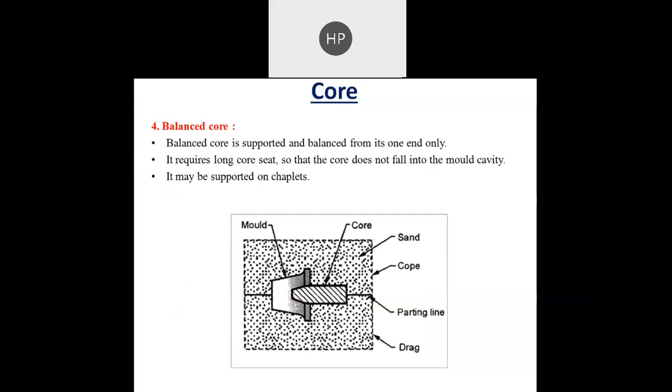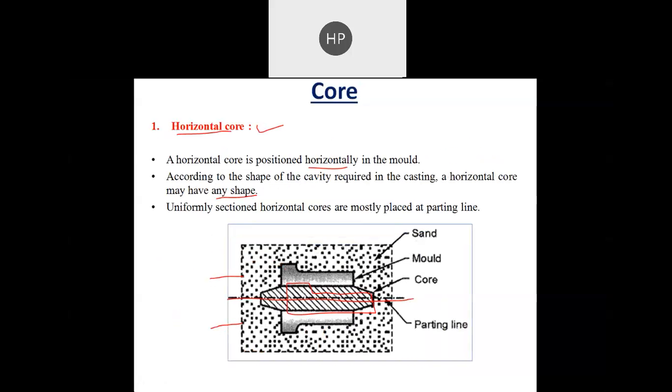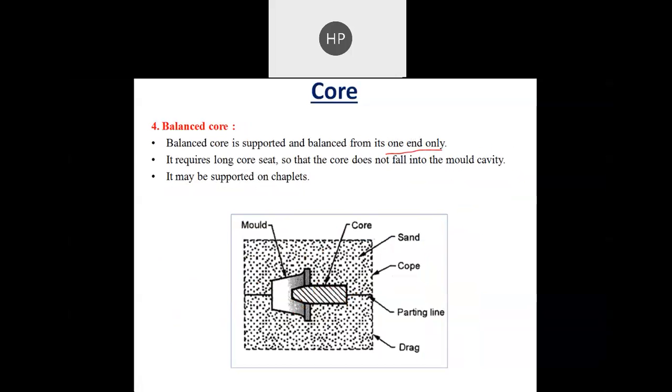Then balanced core. So balanced core is supported and balanced from its one end only. Here you can see that this horizontal core is supported from two ends. This is the one end from which it is supported, and this is the second end from which it is supported by the sand, while the other portion will be hanging into the hollow cavity. So it is supported by these two ends, but here it is supported by only one end.